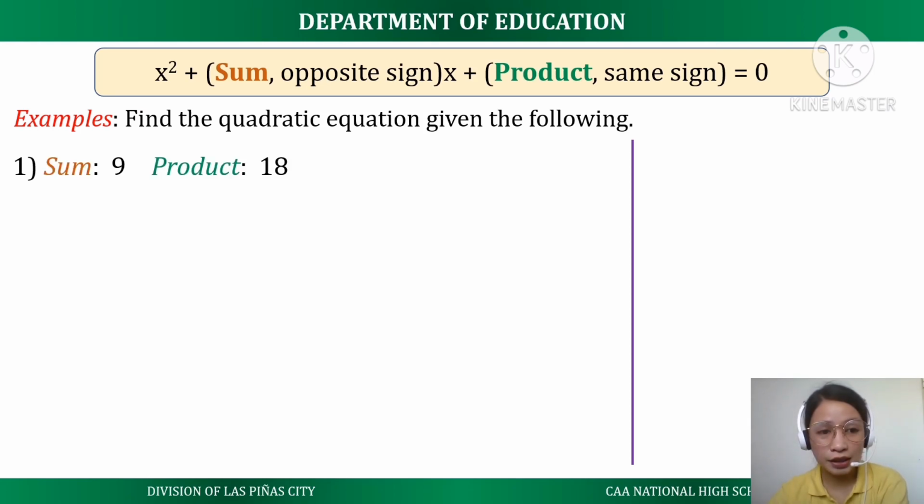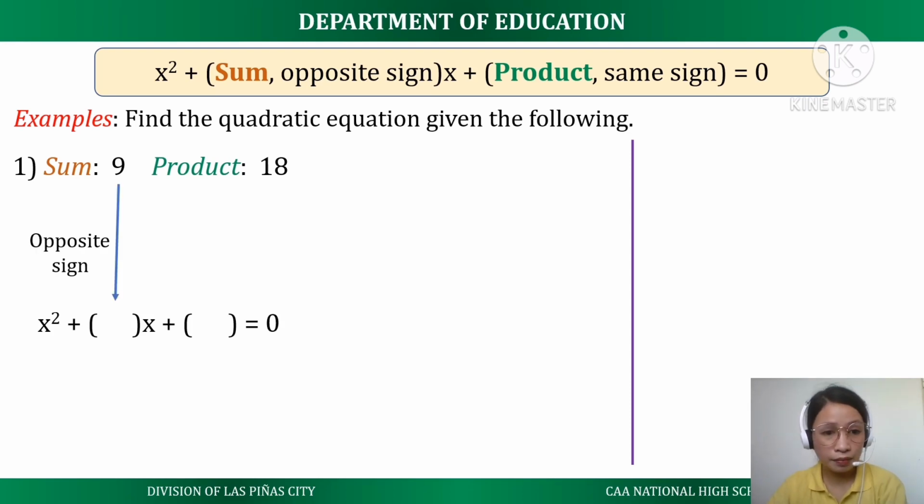So, let's have the first example. So, sum is positive 9 and the product is 18. So, lagay lang natin tong form na to. So, x squared plus yung sum, pero yung opposite sign. Opposite sign ng positive 9 ay negative 9. Then, variable x plus same sign ng product, so positive 18.